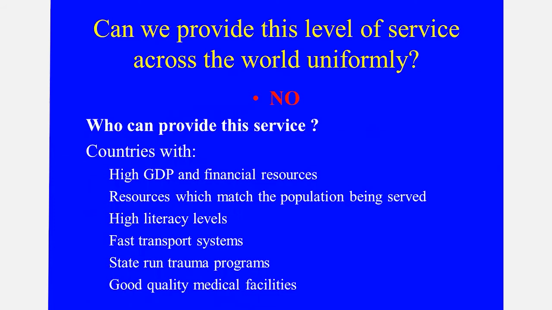So the question is, can we provide this level of service across the world uniformly? And the answer is no. Who can provide this service? Countries which have high GDP and financial resources, which are more than their needs, resources which match the population being served. They have high literacy levels, fast transport systems, usually structured trauma programs, and good quality medical facilities.